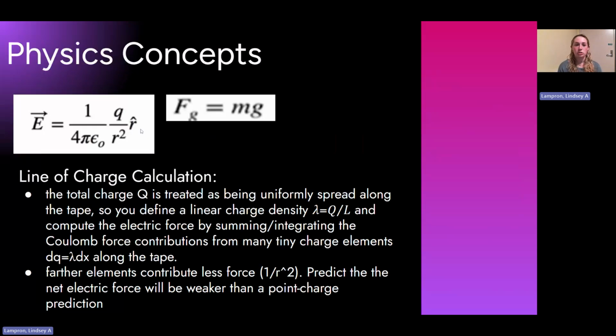As far as line of charge goes, to calculate line of charge, you take the total charge Q and you treat it as being uniformly spread along the tape, and you're defining a linear charge density lambda equals Q over L, and then you compute the electric force by summing or integrating the Coulomb force contributions for many of the tiny charge elements along the tape. And farther elements therefore contribute less force, and so I predict that the net electric force is going to be weaker than in our point charge prediction.